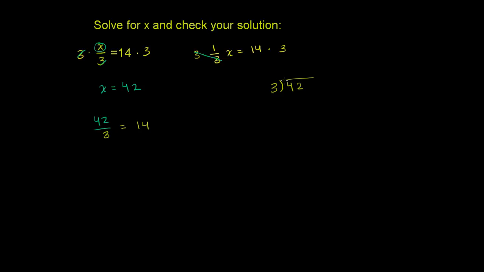3 into 4. 3 goes into 4 one time. 1 times 3 is 3. You subtract. 4 minus 3 is 1. Bring down the 2. 3 goes into 12 4 times. So 3 goes into 42 14 times. So this right over here simplifies to 14. And it all checks out. So we're done.